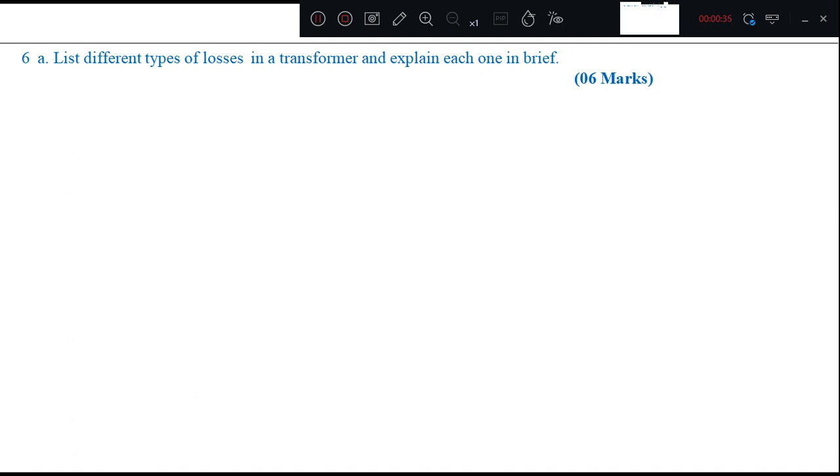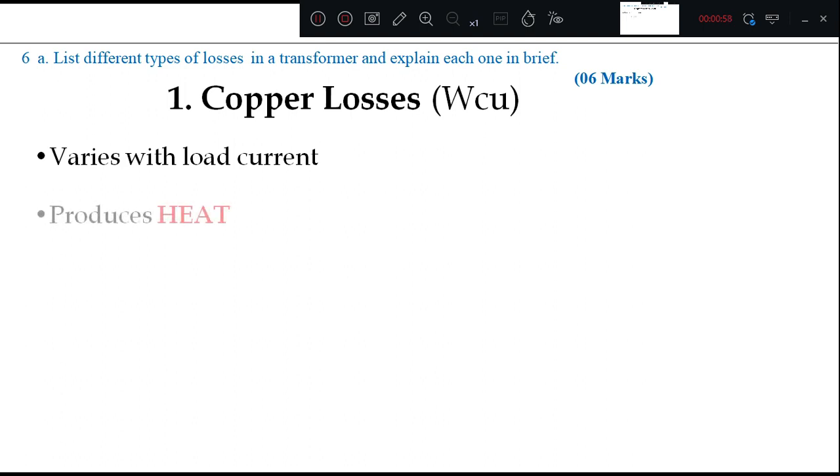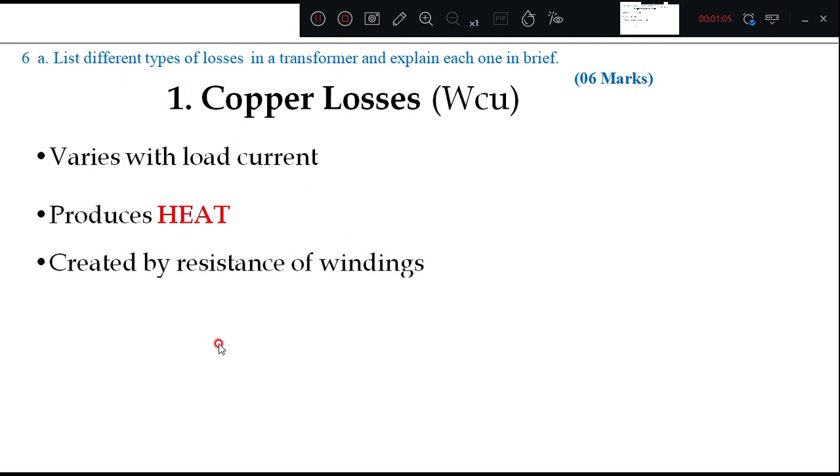The copper loss is also called a variable loss. It is because of the I square R loss. The copper loss varies with the load current because the copper loss is proportional to I square. Therefore, as the load current varies, the copper loss is also varying. Because of this I square R loss, heat is produced. It is created by the resistance of the primary and secondary winding.